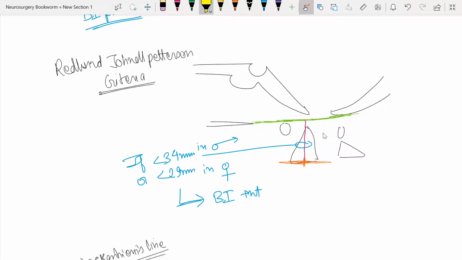Now, if it is less than 34 millimeter in males or less than 29 millimeter in females, then basilar invagination is present.